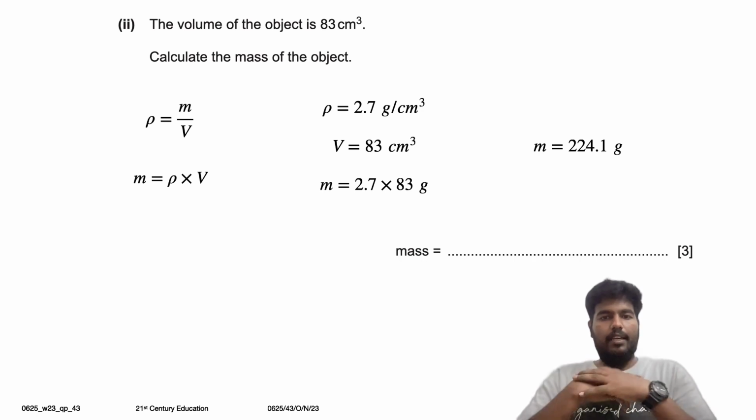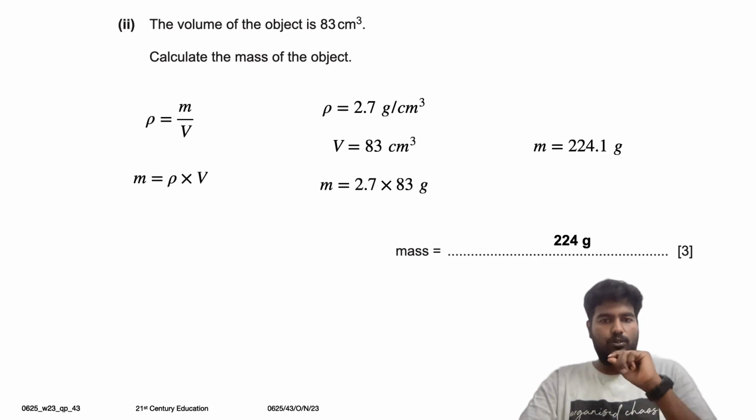Here I didn't convert to standard SI units, so we can just give the answer in grams. If you just write 224, it's not valid. You have to write 224 grams. Otherwise, 0.22 kilograms that you can write. Okay, first question is done. Nice. Next question.